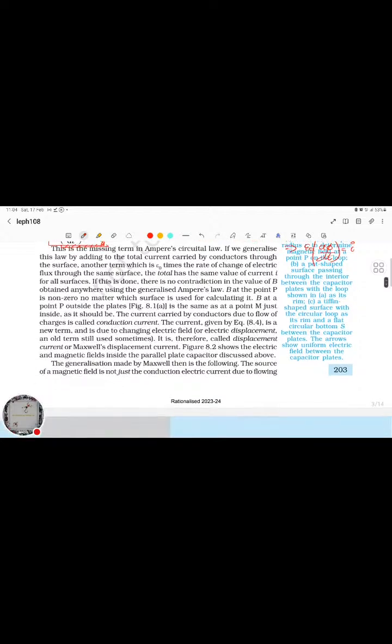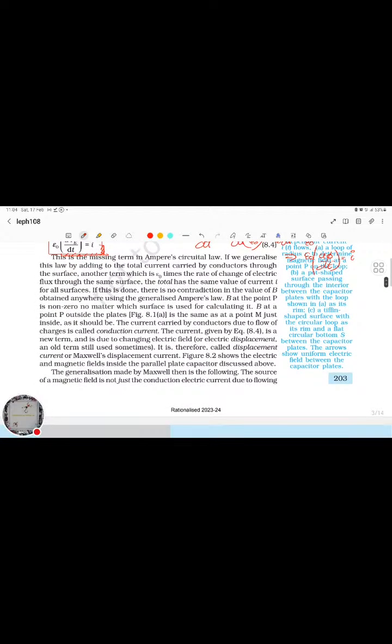So what we missed in Ampere's circuital law is the current induced by this particular electric field. So we will have to add another term, which is epsilon naught times the rate of change of electric flux. By adding this particular term, for any surface we take, the total value of the current will be the same for any type of surface.